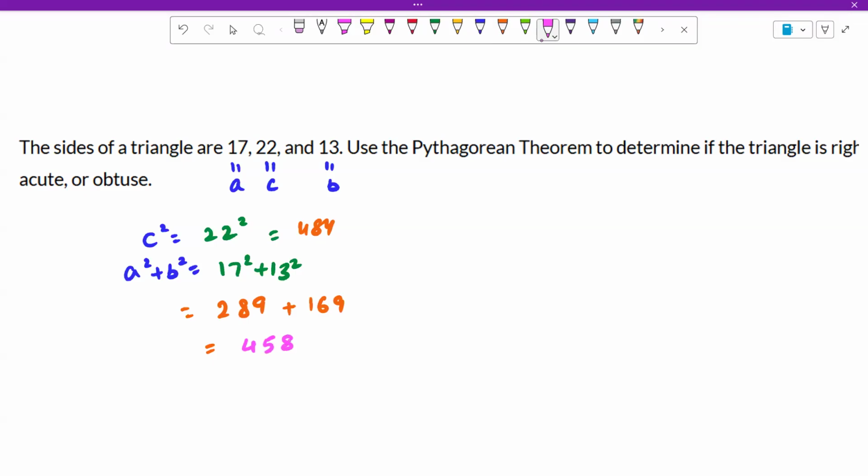So what does it tell us about the relationship between C square, A square and B square? C squared is greater than the sum. Yes. What kind of triangle would that be? Obtuse. Perfect. It's an obtuse triangle.